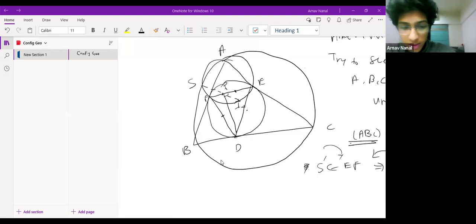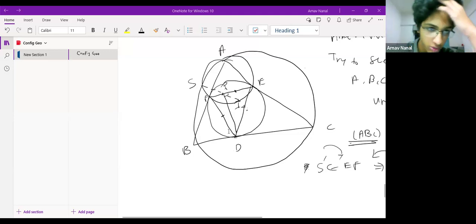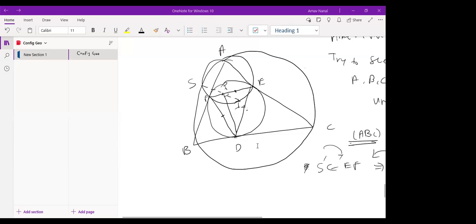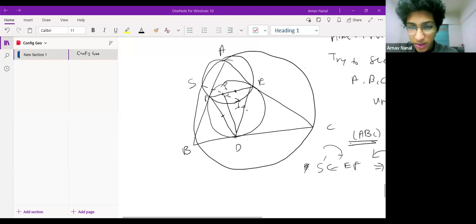Probably Om can share a handout if he has. I'll just ask him to. I'll give a choice: do you want to first do a problem based on config geo and projective, or config geo and inversion? Config geo and inversion. Okay, thanks. I'll just see the problem.